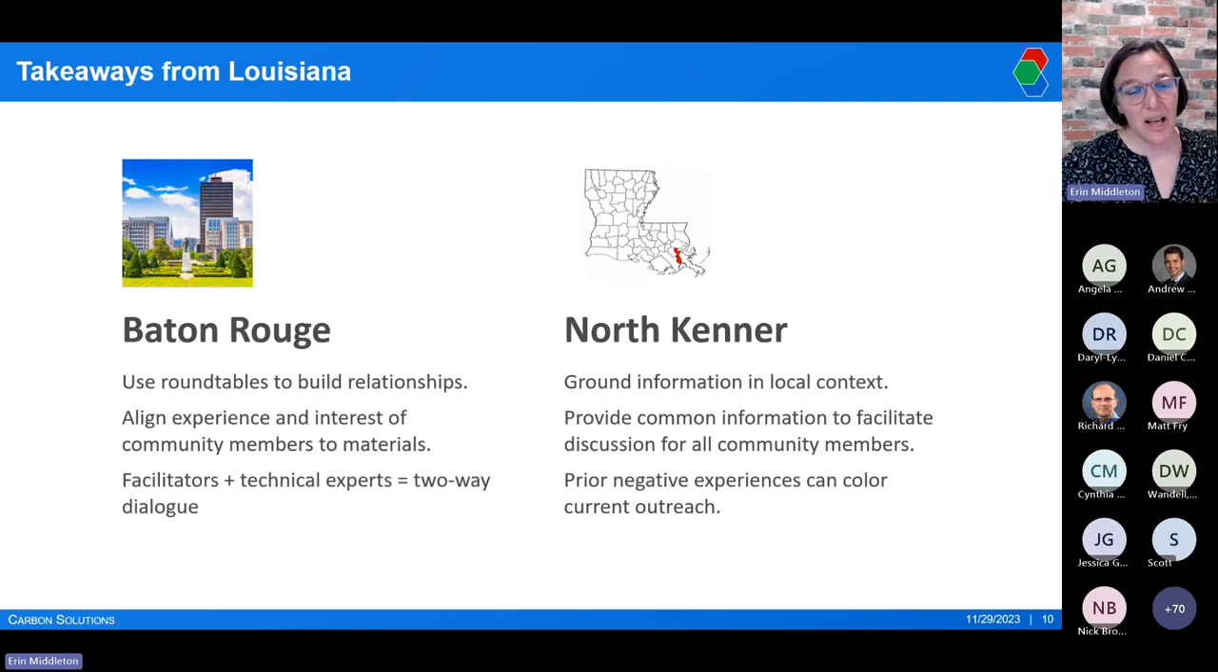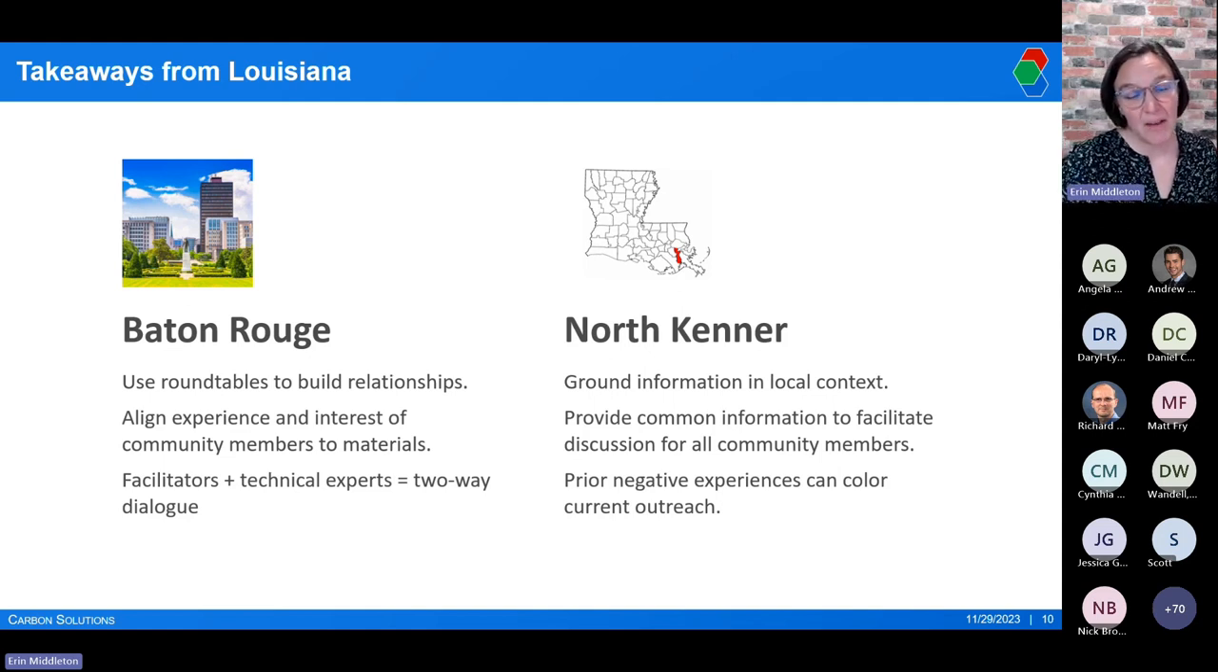In North Kenner, there was a little different balance of information. One of the things that was important in North Kenner was grounding information in the local context. This is going to be true in many of the communities that we went to. People have not necessarily had a lot of experience being asked what they think before a project comes. When you say we're interested in carbon management, people know in Louisiana that carbon management is coming in one way or the other. But being frank about what is likely to happen or not happen in a region is really helpful.